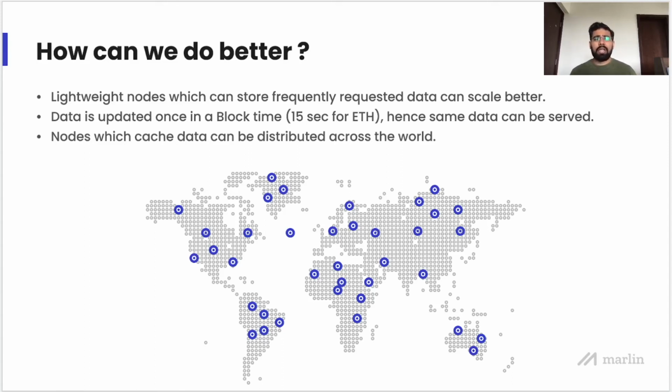Cache nodes that are significantly distributed across the world are called CDNs. CDNs today solve a similar problem in Web2, and Marlin Cache is an attempt to solve these issues in Web3.